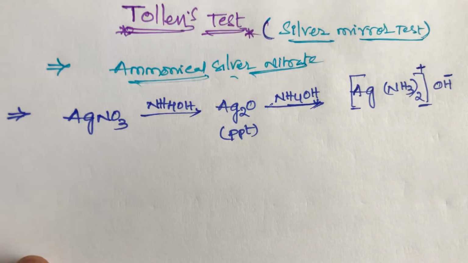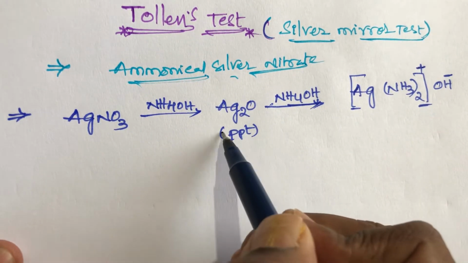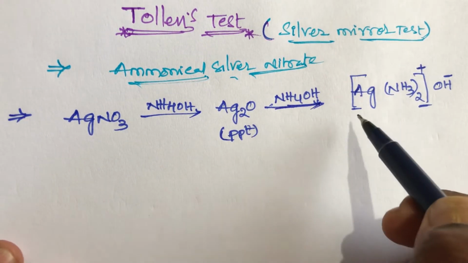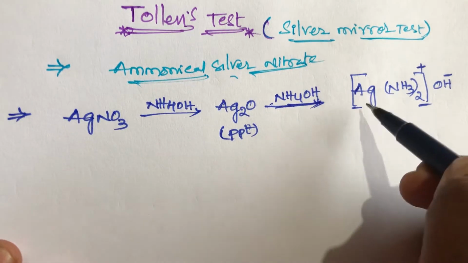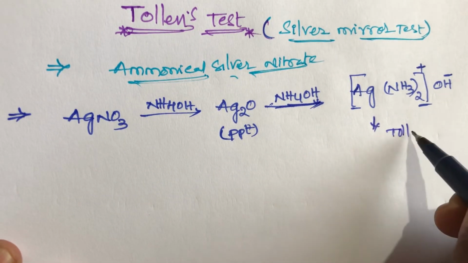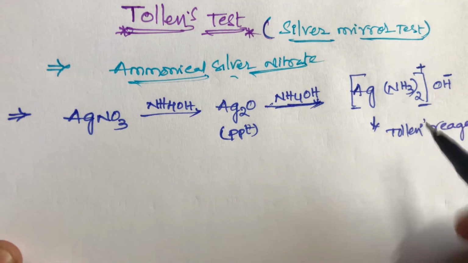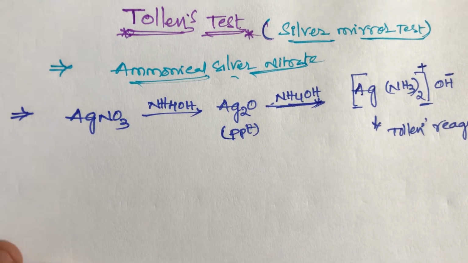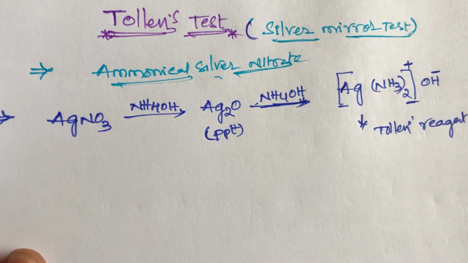How to prepare Tollens reagent, student? When silver nitrate reacts with ammonium hydroxide, silver oxide is formed, that is a white precipitate. This precipitate again dissolves in ammonium hydroxide to form a silver complex, that is the chemical reaction. This silver complex is called Tollens reagent. So this is the freshly prepared Tollens reagent, student. This Tollens reagent is not available in the lab, but we freshly prepare it.